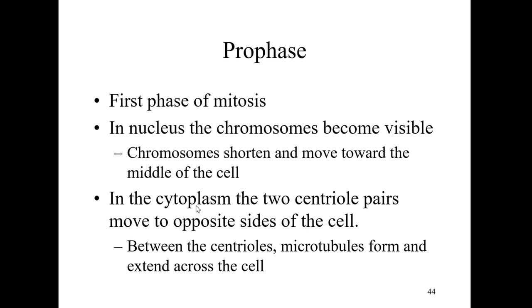In the cytoplasm, the two centriole pairs. So in a normal cell we just have one, in a cell that's not dividing, but in a cell that's dividing we have two. They start to migrate to opposite sides of the cell. And connecting the centriole pairs, we start to see some microtubules. They actually extend from one centriole pair to another centriole pair. They're going to be important a little bit later when we see the chromosomes actually splitting, dividing.